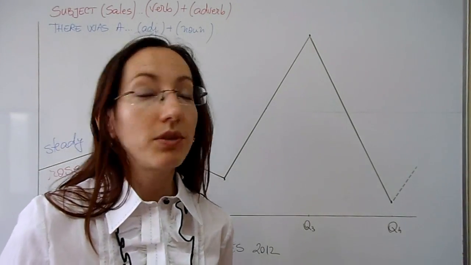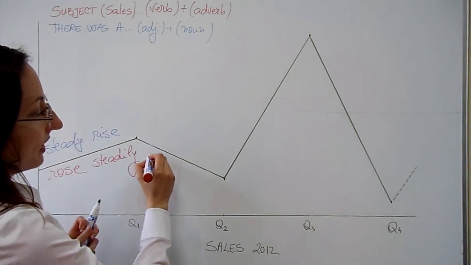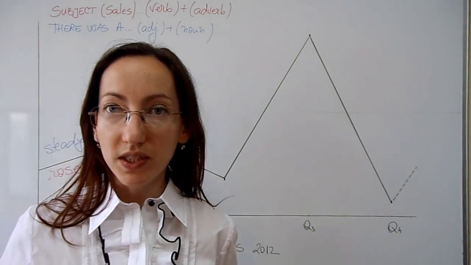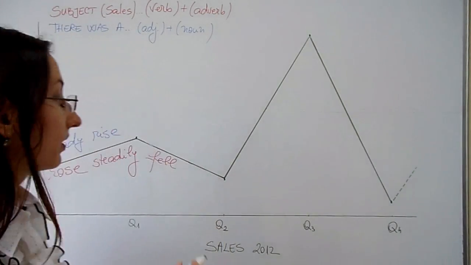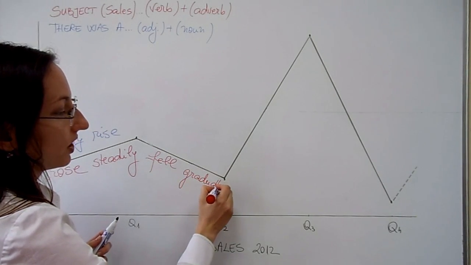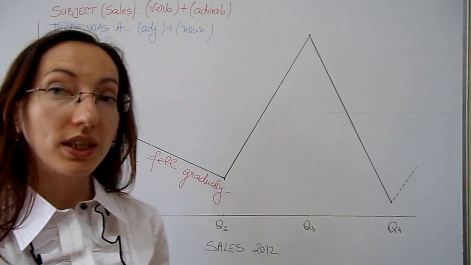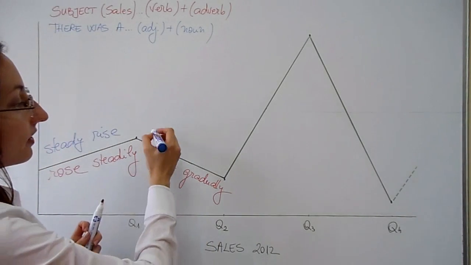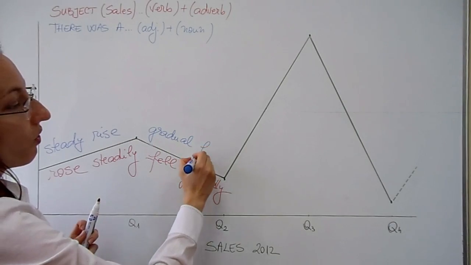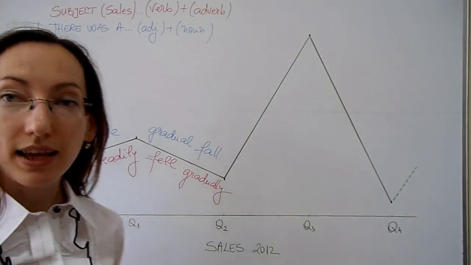If we take a look at the second quarter, we can see that sales went down. We can use the verb fall. So we can say that sales fell. But again, we need more precision. So we should add an adverb like gradually. So sales fell gradually. Alternatively, you can say that there was a gradual fall in the sales.